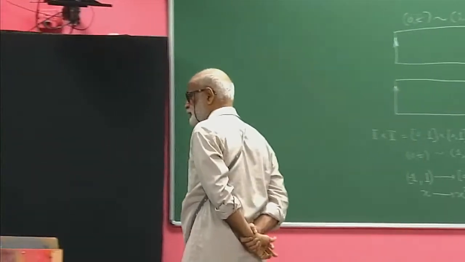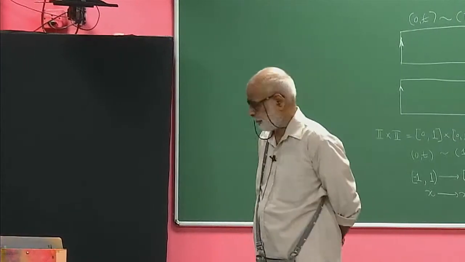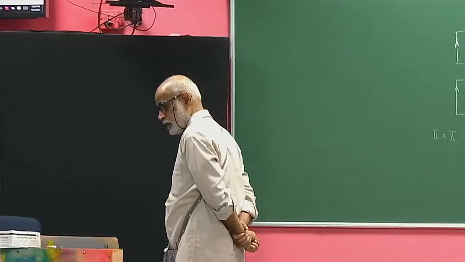There are only two objects topologically. Either it is the Mobius band or it is the cylinder. So which one are you getting? So that is the question.